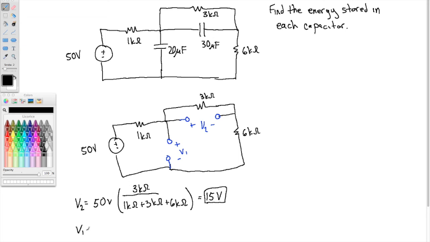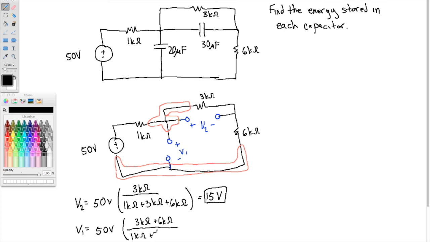Now V1 is simple, but it's slightly trickier. V1, let me circle the nodes so it's more obvious. V1 is the voltage from this node to this node. There's no single resistor that is connected to those two nodes, but the combination of the 3 kilo ohm with the 6 kilo ohm is, in fact, connected to those two nodes. So for voltage division, we want 50 volts times the resistor that we're interested in. So that's the series combination, divided by the total. So that's got the 1K in it as well. Alright, so this fraction is 9/10 times 50, so this is 45 volts.